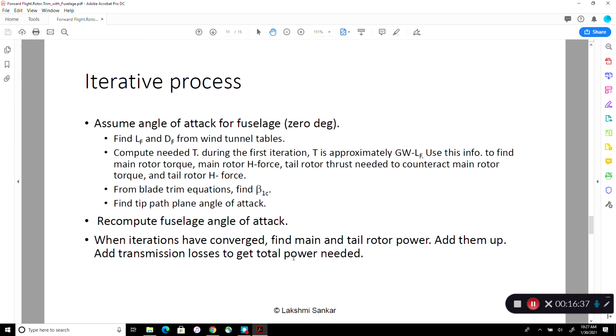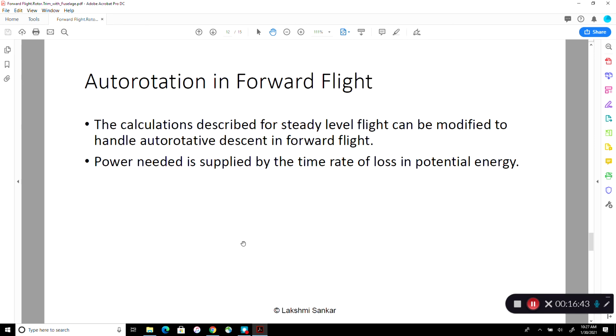So we're going to look at the situation when you have the auto rotation. So the power is supplied by the rate of change of the potential energy. That means the weight of the vehicle times the vertical descent velocity.